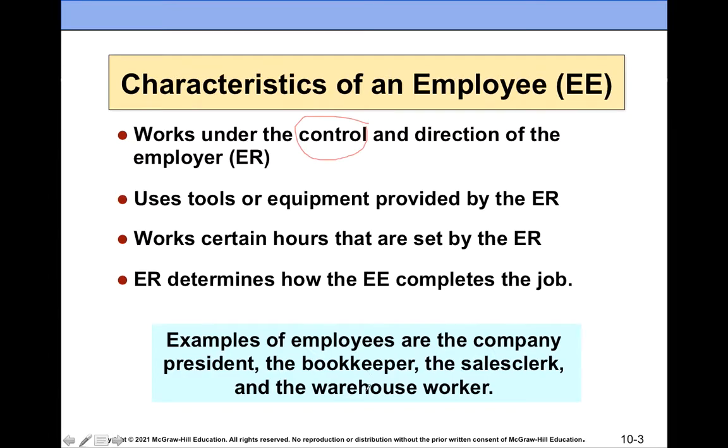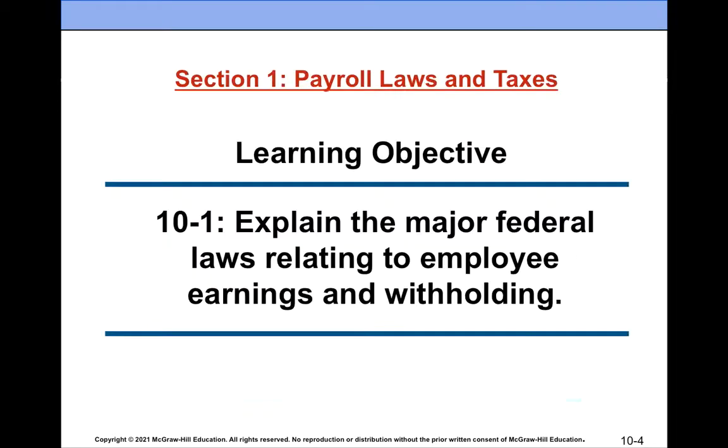So here are examples of employees. The company president, the bookkeeper, the sales clerk, the warehouse worker. These are all employees. I think there is one homework problem where you have employees and independent contractors, so you just ignore independent contractors. You do not include them in calculations.